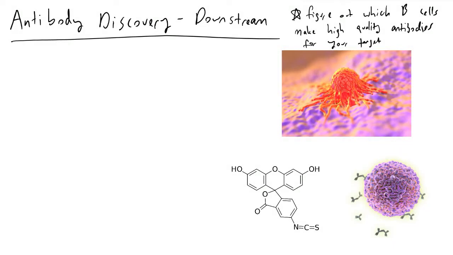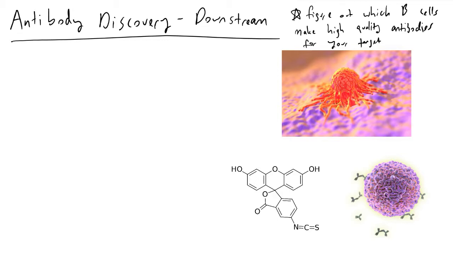Alright guys, in this video I'm going to be talking about how we can, given some plasma B cells, figure out which of these B cells actually have a high affinity for a target that we have, such as a tumor cell, in this downstream process.